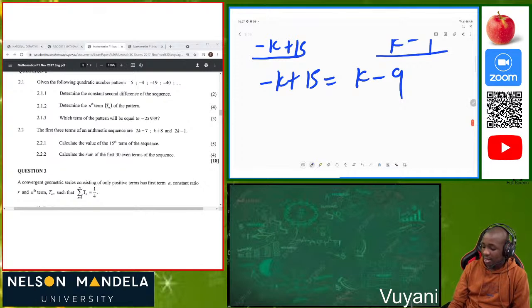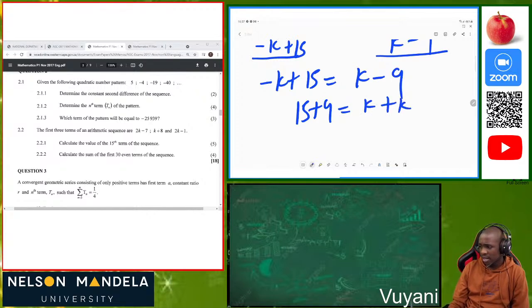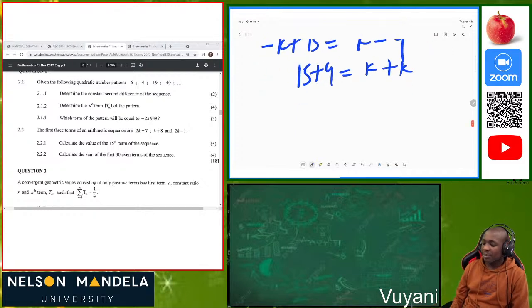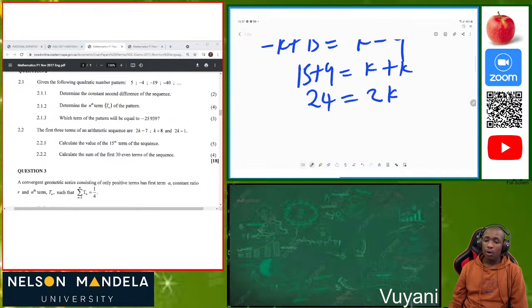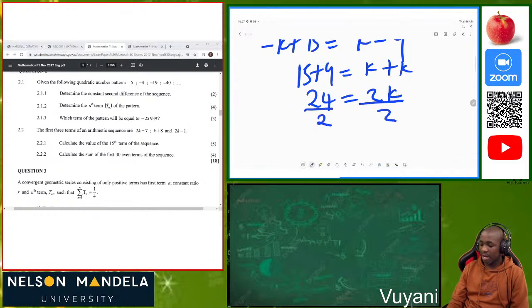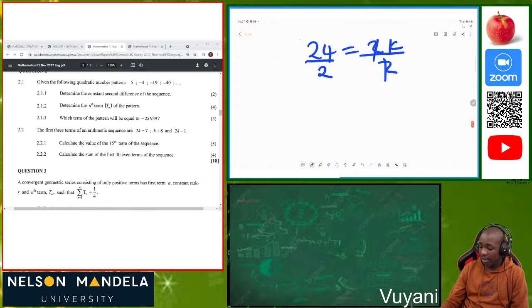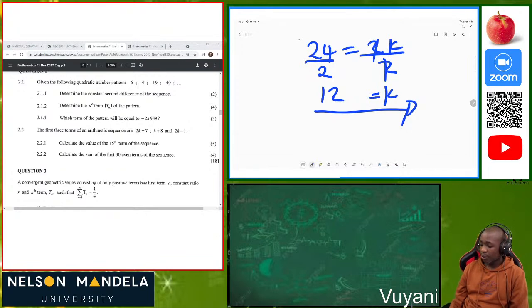Making k the subject of the formula, we can say 15 plus 9 is equal to k plus k, because we transpose this k to this side and transpose the negative k to that side. Then 15 plus 9 is 24, which is equal to 2k. We only want k, so what do we do? We divide both sides by 2. Then we have our k to be equal to 12.